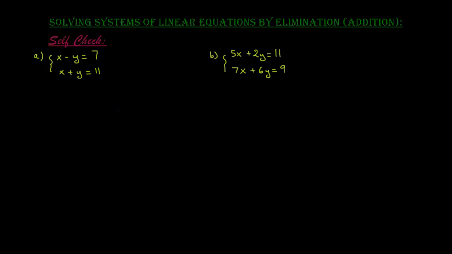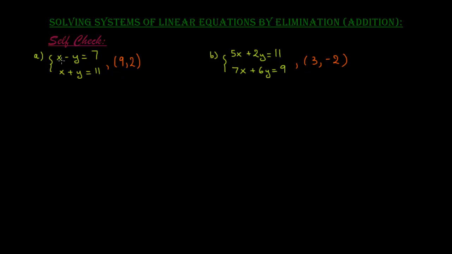So I believe you already have your answer. So here the answer for A and B. For problem A, the answer is 9 and 2. Make sure you write your answer in X and Y order. And answer for problem B is 3 and -2. Now let's go over each of them.